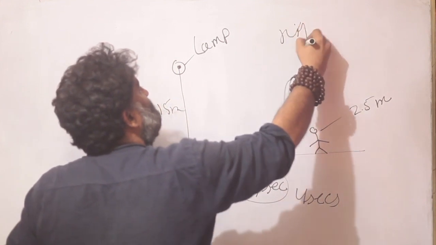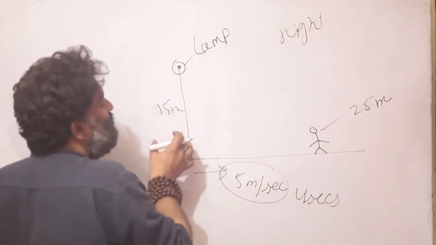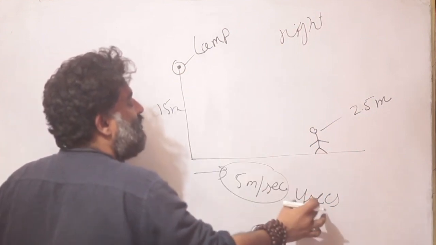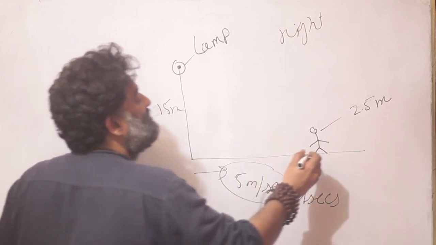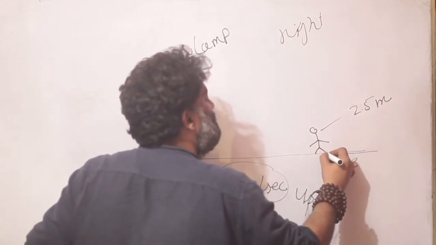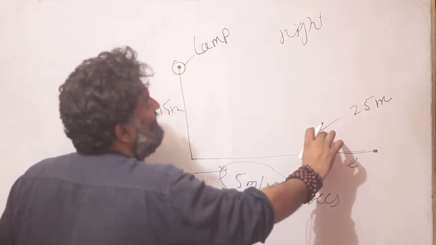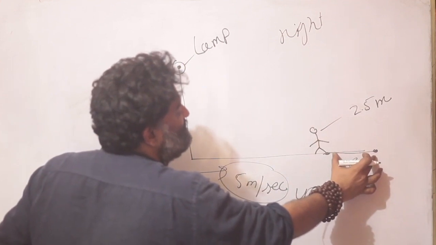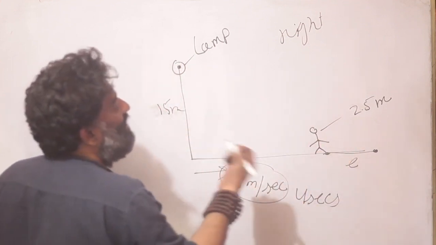It's night time. That means this is the only light source. So the boy starts walking from here, walks for 4 seconds. His speed is given as 5 meters per second. The question is, after 4 seconds, what will be the length of the shadow? This lamp will throw some light at him, and he'll end up creating a shadow. What will be the length of that shadow? So how would I solve this?